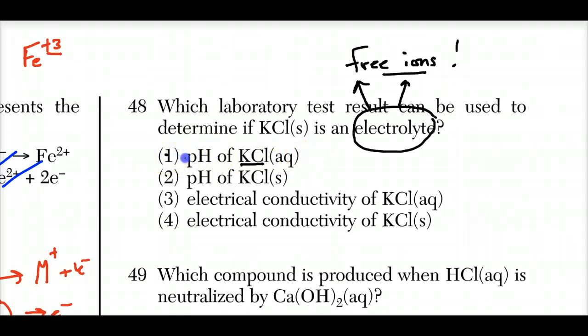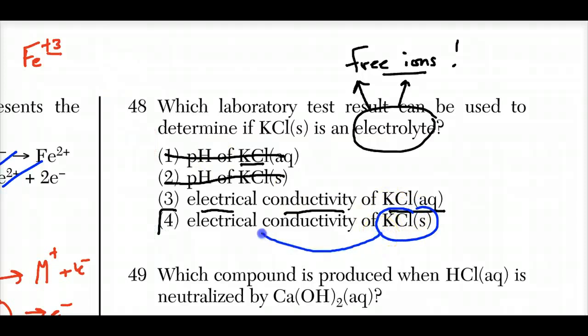So that doesn't make any sense. The pH of the solid doesn't make any sense. Yes, the electrical conductivity of the aqueous ion. Number 4 makes absolutely no sense. A solid ionic compound never conducts because the ions are not free. They're locked in these crystal lattices of positive and negative ions, and they're not free to move. You have to have ions moving. So choice 3 is the answer.